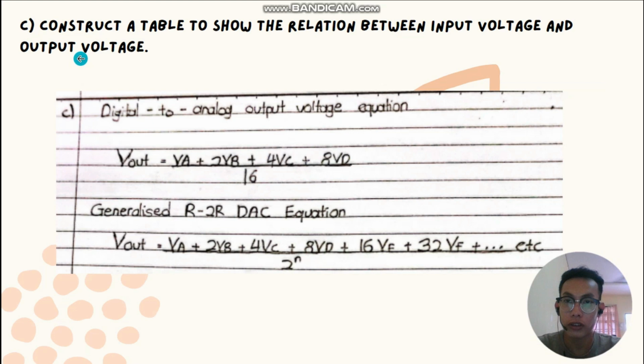After that, we construct a table to show the relation between input voltage and output voltage. This is the manual calculation. The digital to analog output voltage equation: Vout equals VA plus 2VB plus 4VC plus 8VD over 16. The generalized R-2R DAC equation: Vout equals VA plus 2VB plus 4VC plus 8VD plus 16VE plus 32VF, and so on, over 2^n.